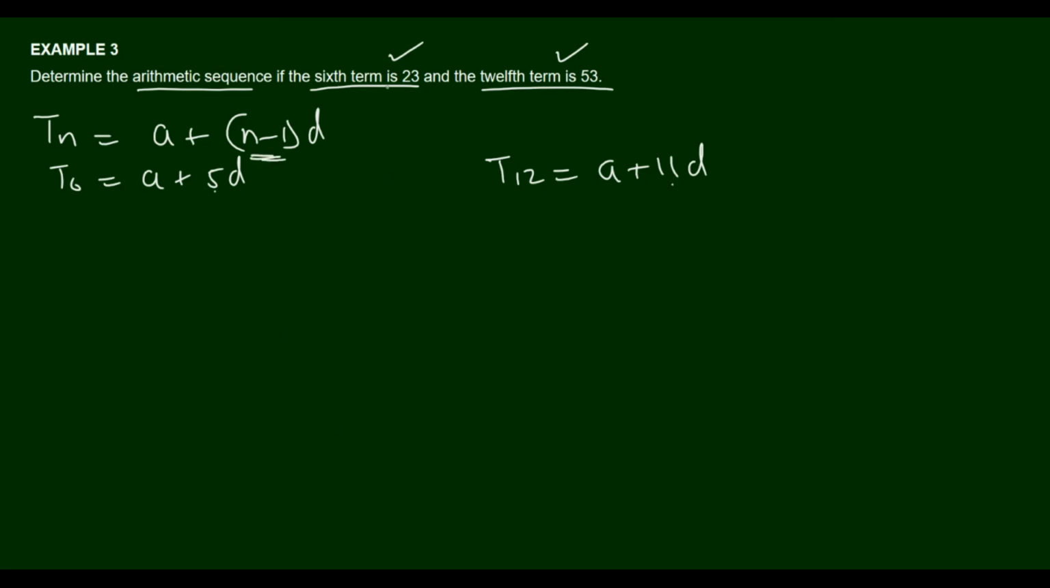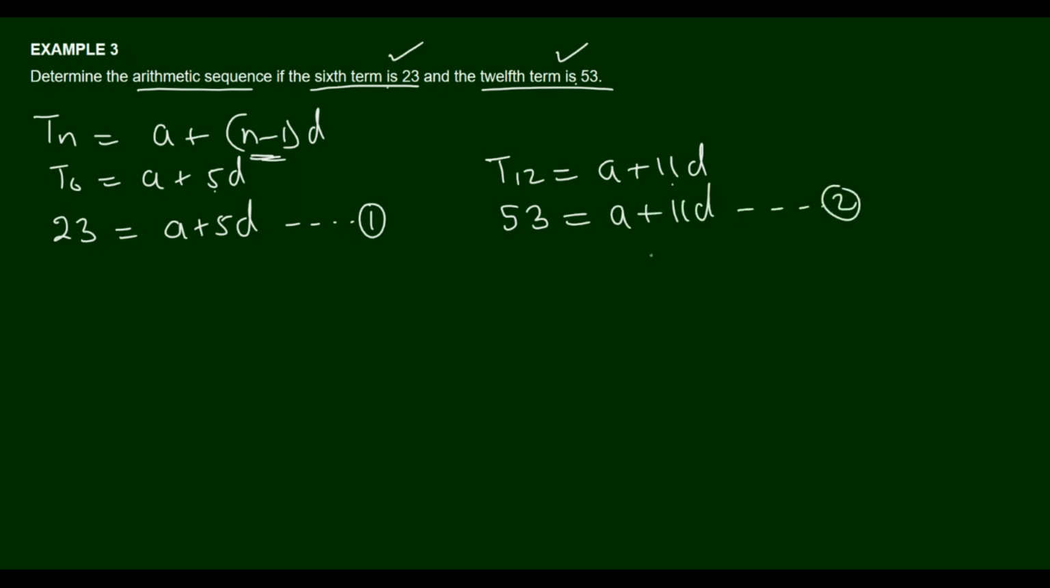And then we have the sixth term, which is 23, so we're saying 23 is equal to A plus 5D. That's our equation 1. Then here T12 is 53, so 53 is equal to A plus 11D. That's equation 2. Then we can solve these simultaneously. You can use elimination.